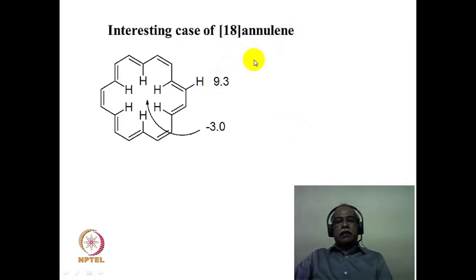This is a very interesting example of 18-annulene. There are 6 hydrogens which are in the interior of the aromatic core, and there are 12 hydrogens on the exterior of the aromatic core. This is an aromatic system because it is an 18 annulene system. It is a 4n plus 2 system, and in this particular molecule, the peripheral hydrogens come at plus 9.3 ppm delta, whereas the core hydrogens, which are highly shielded, come at minus 3.0 ppm delta value. So this is a beautiful illustration of the ring current effect and the associated anisotropic effect, and the effect of the anisotropic effect on the various types of hydrogens in an aromatic system.